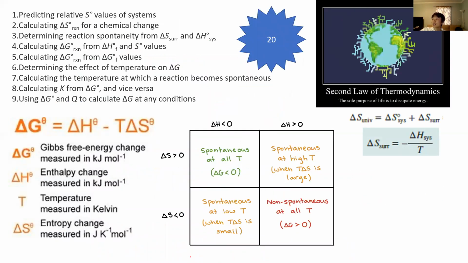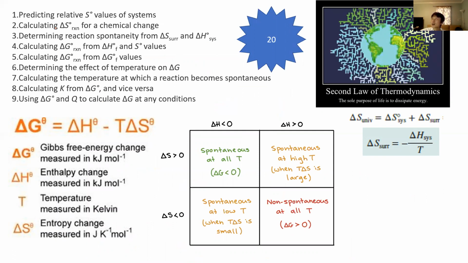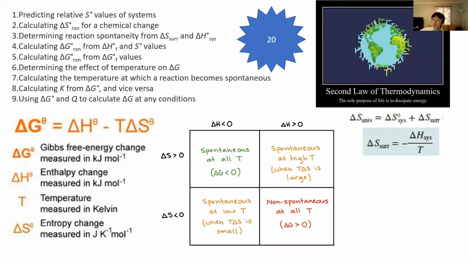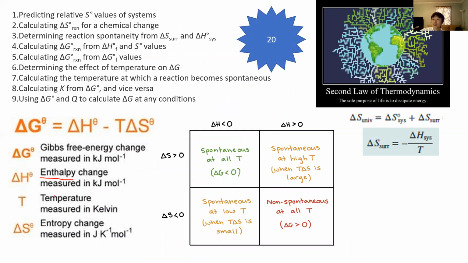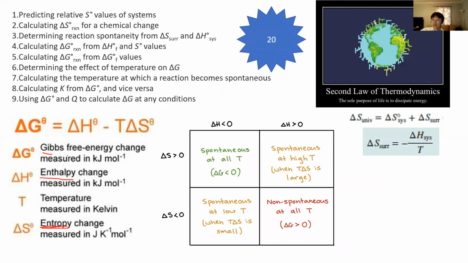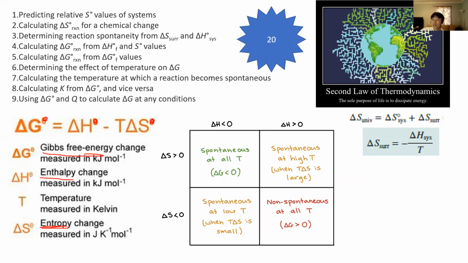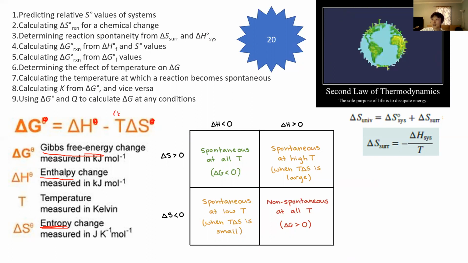So chapter 20, we go to thermodynamics. The first thermodynamic term we learned is delta H, the enthalpy, in chapter 6 last semester. In this chapter, we introduce two more thermodynamic terms. First is entropy, and then we introduce free energy. And this is their relationship: the free energy is equal to the enthalpy minus temperature in Kelvin times the entropy.